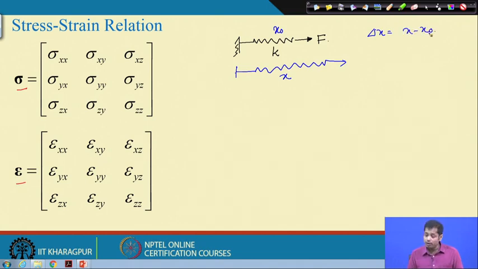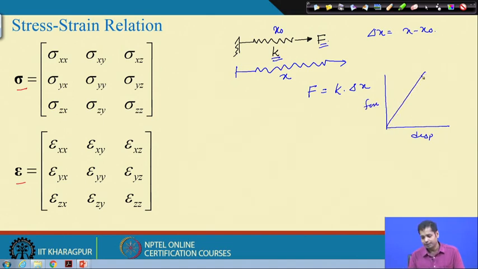Now, you recall that in mechanics you studied the relation between k and F. Essentially F is equal to k into delta x in this case, or sometimes we also say F is equal to k x. Okay. Now, if we plot the force and displacement, displacement here and force here, then this relation is linear, and this slope gives you k. Okay.